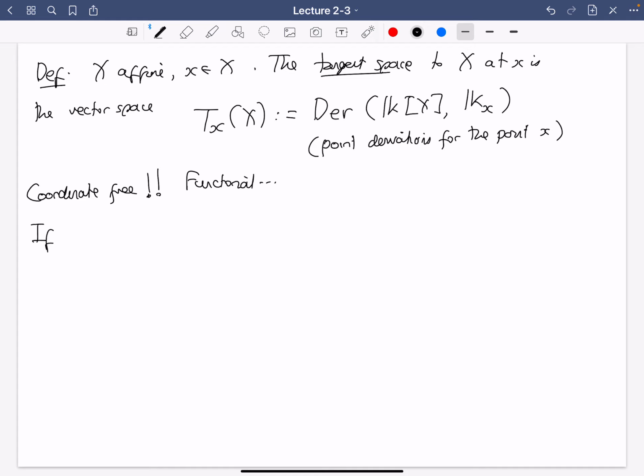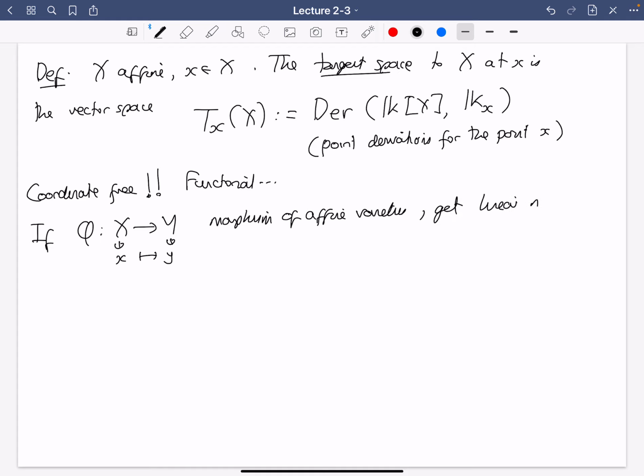If you have a morphism phi from X to Y of two affine varieties, and say that takes point little x in X to point little y in Y, then you get a linear map between the tangent spaces called d phi x, from T_x of X to T_y of Y. So this is called the differential of phi at x.